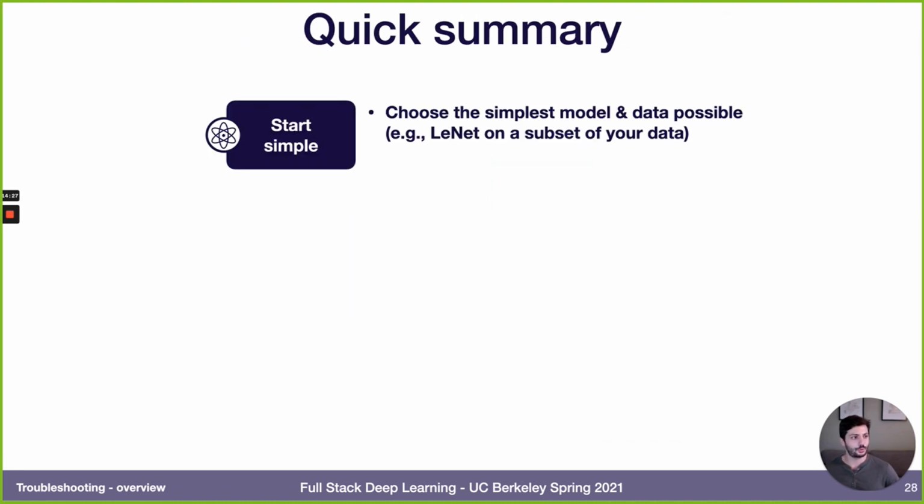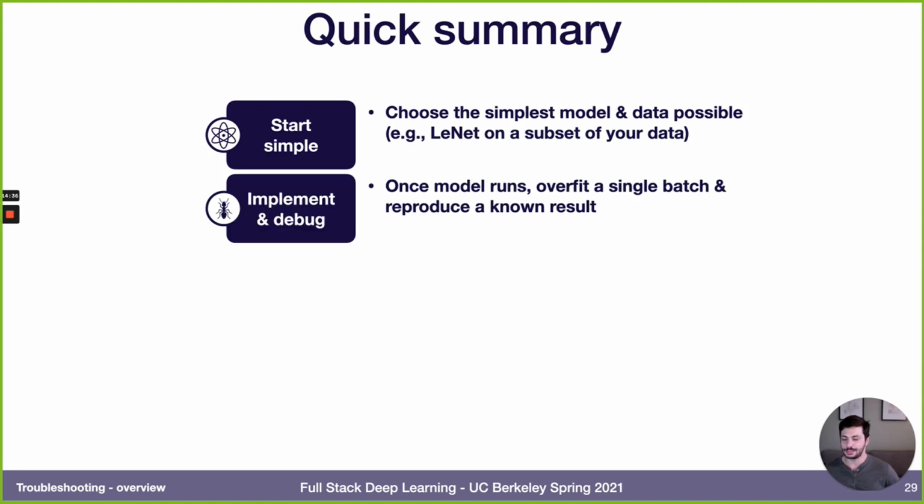So really just to summarize all the stuff that we're going to cover, starting simple, you're going to choose the simplest model and simplest data possible. Then when you're implementing and debugging, you're going to first get your model to run. Then you're going to overfit a single batch of data. So just one batch, a few data points. And then you're going to try to reproduce a known result.